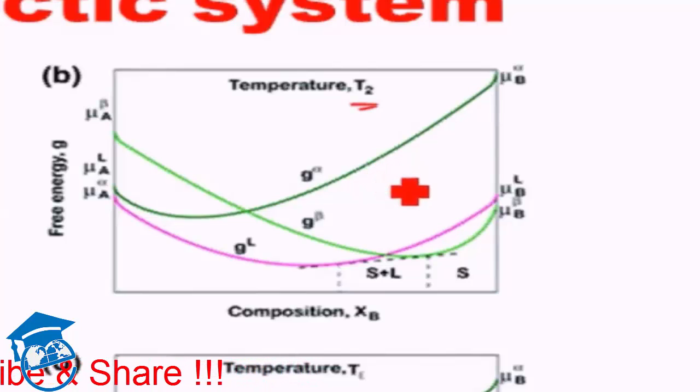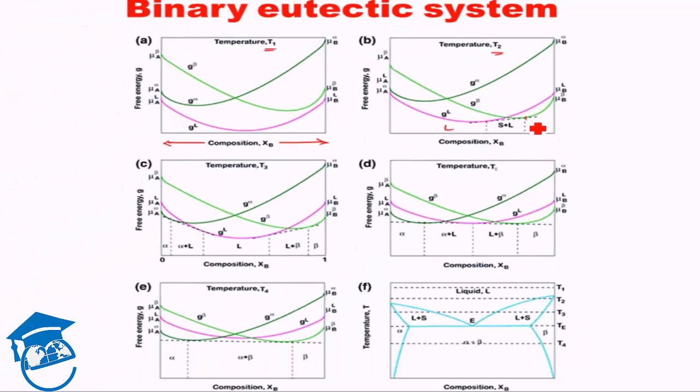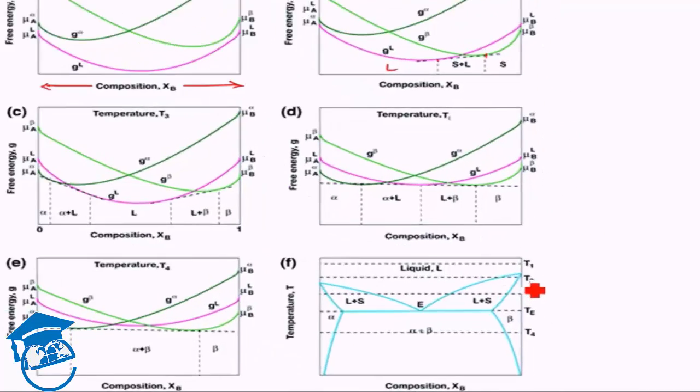For a particular regime we'll get beta, which is the most stable phase. Beta is lower in free energy throughout this. Till here beta is the lowest energy phase. From here till here the common tangent has the lowest energy, therefore we will have beta plus liquid, and over the remaining region, liquid is the lowest energy phase. So at temperature T2, till here we have solid beta, then liquid plus beta, then we have the liquid, right?